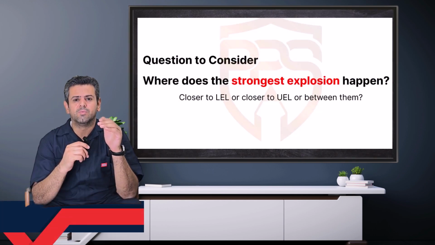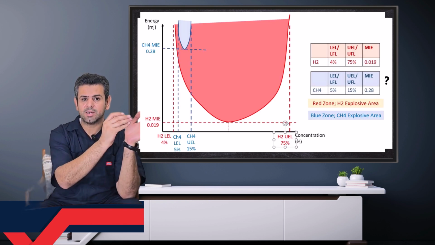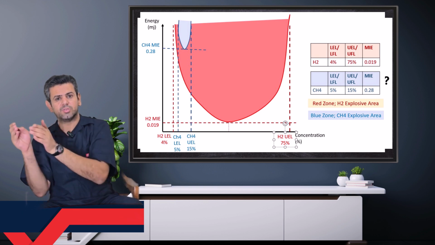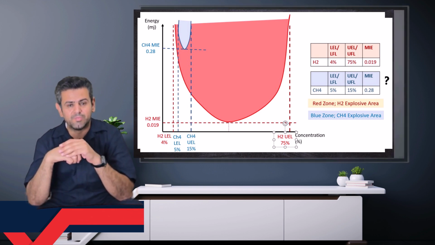Question for you. Where do you think the strongest explosion power happens in the graph? Closer to the LEL, or closer to the UEL, or between them? Write your answer in the comments below.